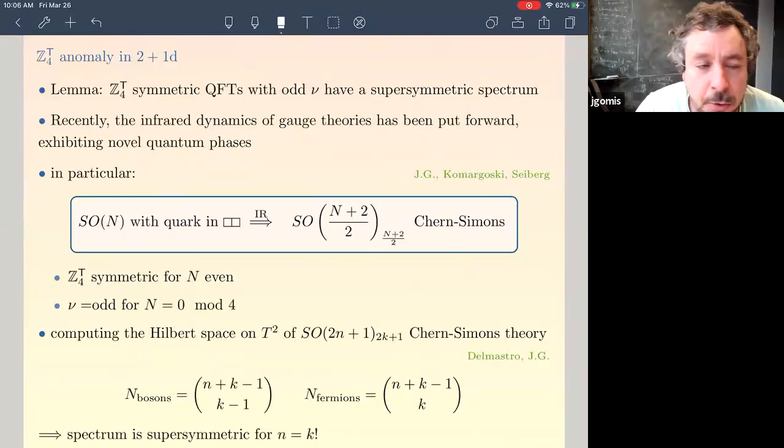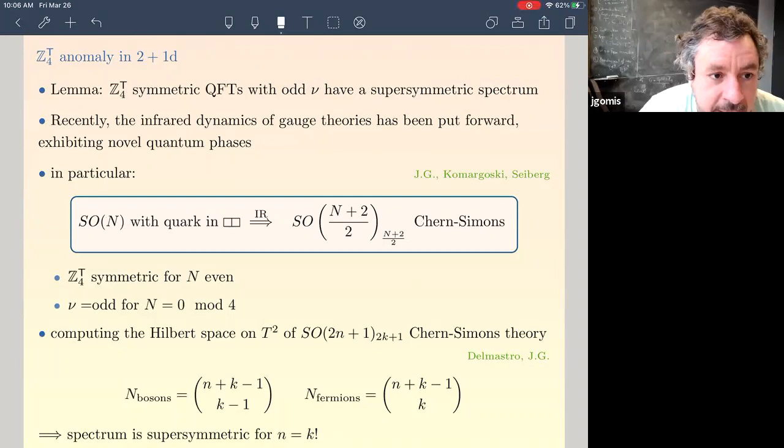That a system having a particular type of anomaly can have. So the lemma essentially is that any T squared equals (-1)^F symmetric quantum field theory, it can be a gauge theory, it can be whatever you want, which of course are strongly coupled in 2+1 dimensions, where the anomaly is an integer nu and that integer is odd, must have a supersymmetric spectrum.